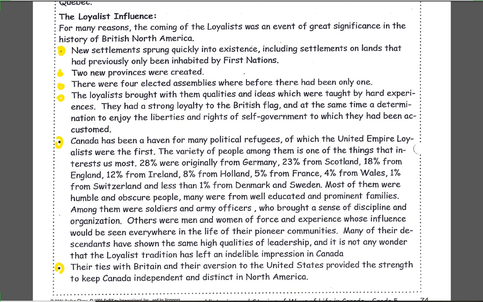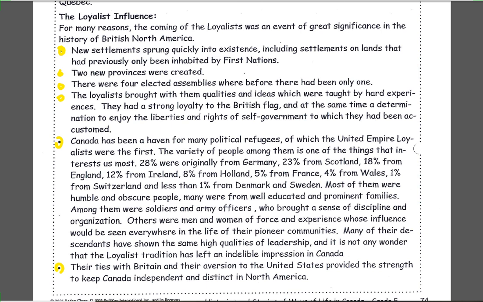So, basically what that is saying is everyone who came to Canada, they were from all different walks of life, and they all brought their own unique skills and abilities and qualities that would then make Canada such a great nation. And the last bullet, their ties with Britain and their aversion to the United States provided the strength to keep Canada independent and distinct in North America.